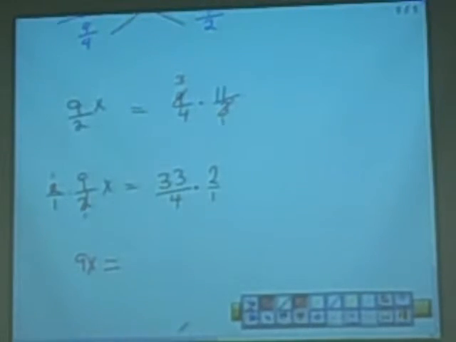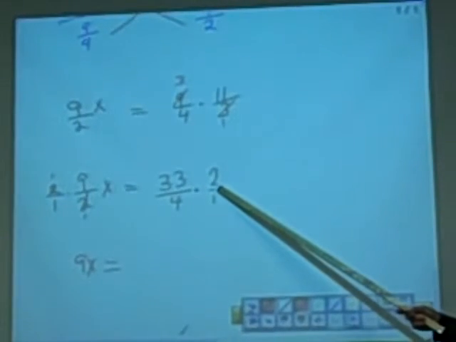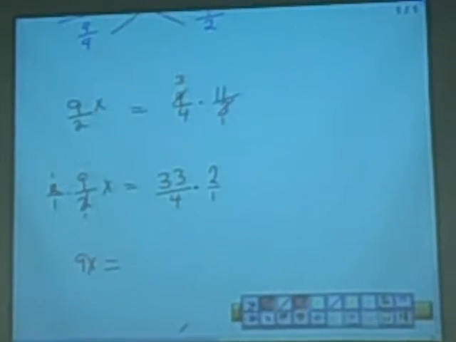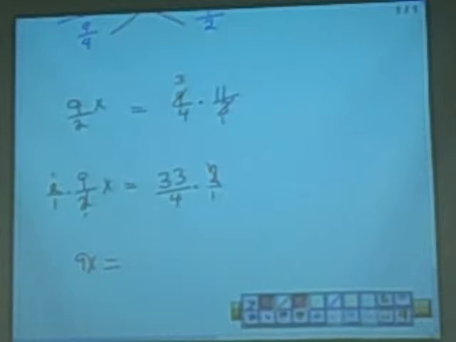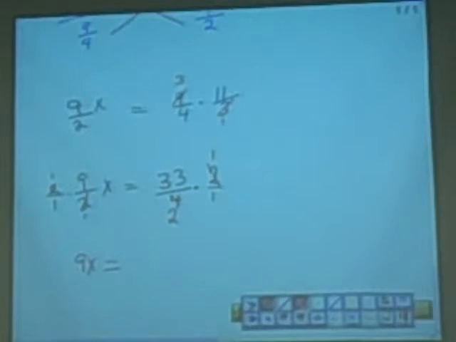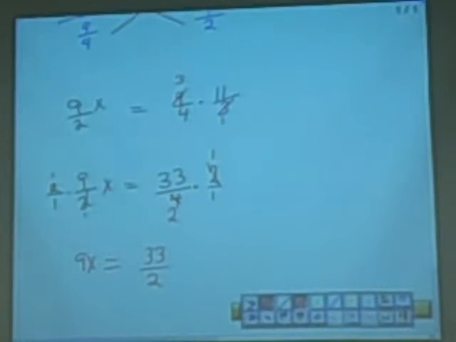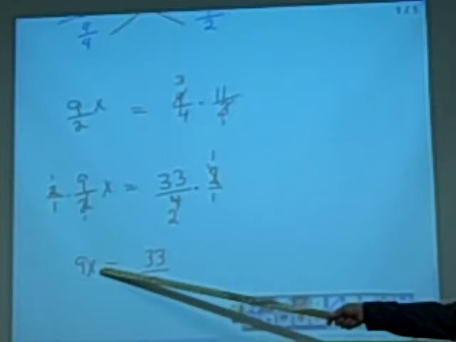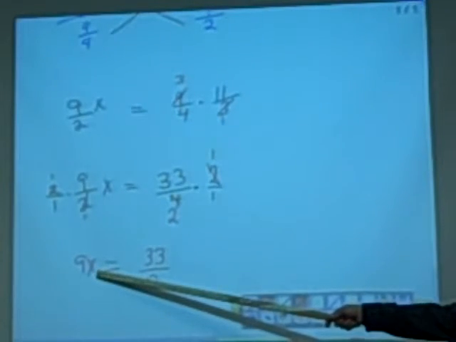Well, what can we do on this right side here? Cancel 2 and 4, right? 2 divides into 4 2 times, 2 goes in itself once. So on the right side, what do we have now? 33 over 2. Okay, well, is that x isolated yet? No, it's not.